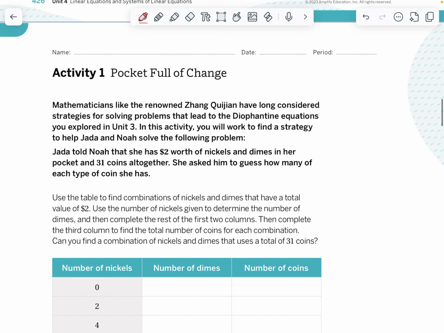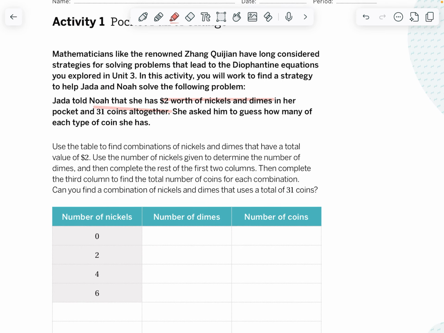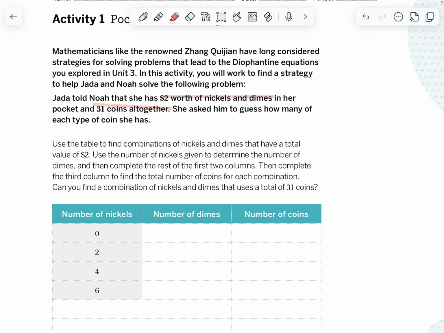In activity 1, we're still talking about change. Jada tells Noah that she has $2 worth of nickels and dimes. So we're still continuing with this in her pocket, but now she has a limit. She has 31 coins altogether. So she asks him to guess how many of each type of coin she has. You're going to use this table below to find the combinations of nickels and dimes that have a total value of $2. Use the number of nickels given to determine the number of dimes.